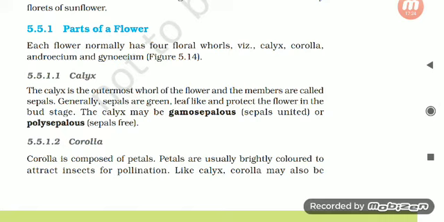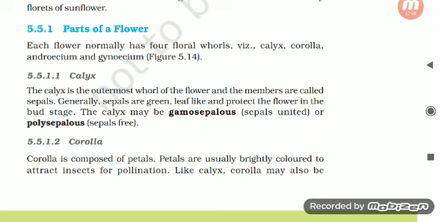5.5.1 Parts of a flower. Each flower normally has 4 floral whorls, viz., calyx, corolla, androecium, and gynoecium. 5.5.1.1 Calyx. The calyx is the outermost whorl of a flower and the members are called sepals. Generally, sepals are green, leaf-like, and protect the flower in the bud stage. The calyx may be gamosepalous, sepals united, or polysepalous, sepals free.